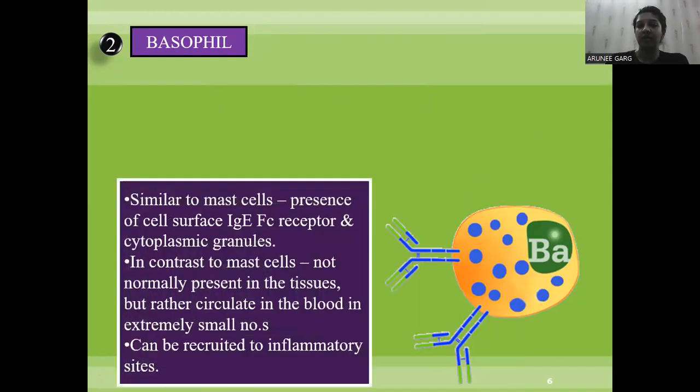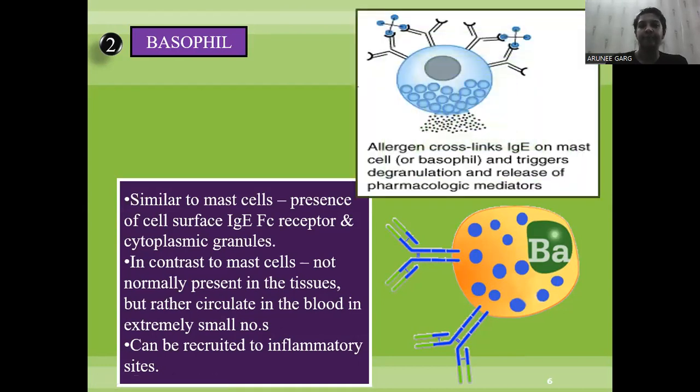It is similar to the mast cell, in the presence of cell surface IgE Fc receptors, these are the receptors, and it has cytoplasmic granules which release the mediators. But in contrast to the mast cell, it is not normally present in the tissues, but rather circulates in the blood in extremely small numbers. It can be recruited to inflammatory sites when required. This is again an allergen, which is cross-linking the IgE antibodies, which leads to the release of biologically active mediators from the cytoplasmic granules.